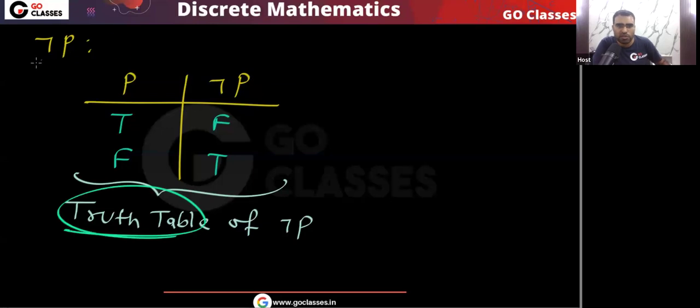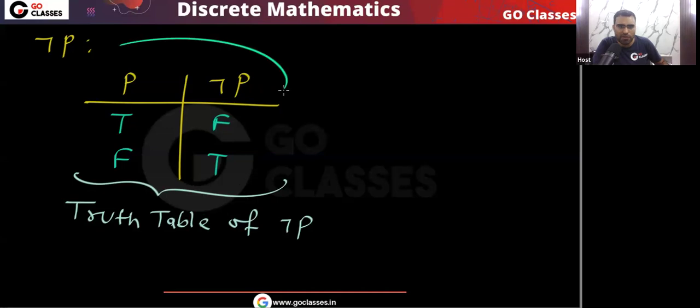So this is called truth value. This is called truth table. This is called truth table of negation p. Okay, is this clear? Let me tell you what is a truth table. Basically, truth table gives us the definition of negation p, or I can say the behavior of negation p. Okay, so very simple. This is the behavior of negation p, that if p is true, then negation p will be false. If p is false, then negation p will be true.